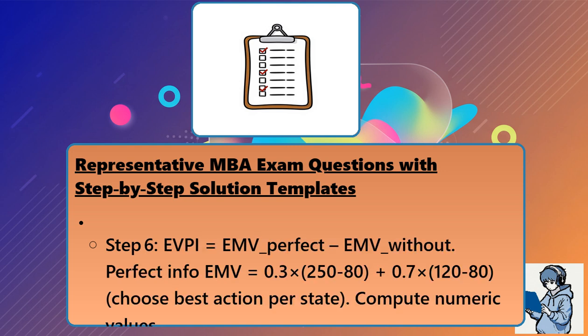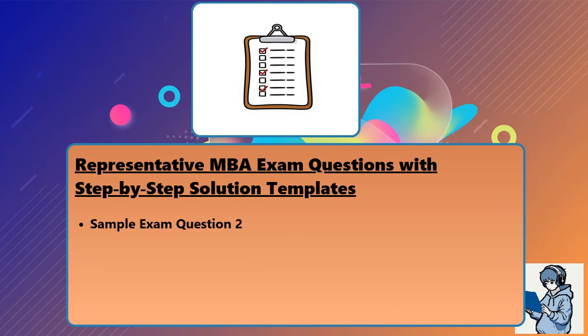Step 6. Expected value of perfect information equals perfect information expected monetary value minus expected monetary value without. Perfect information expected monetary value equals 0.3 times (250 minus 80) plus 0.7 times (120 minus 80). Choose best action per state. Compute numeric values.